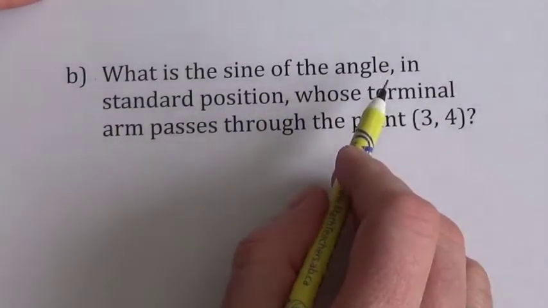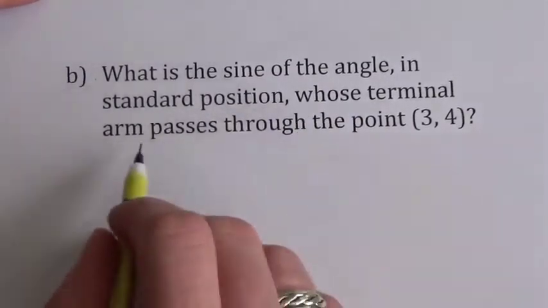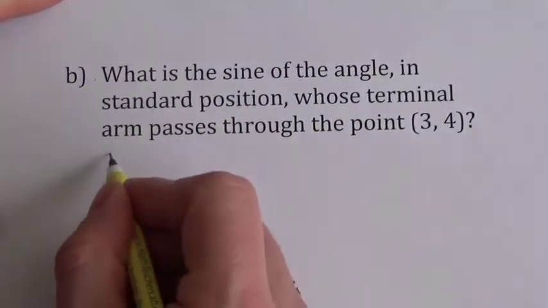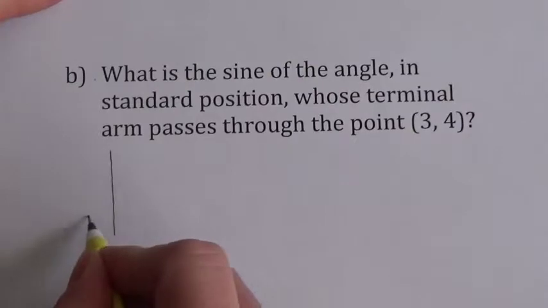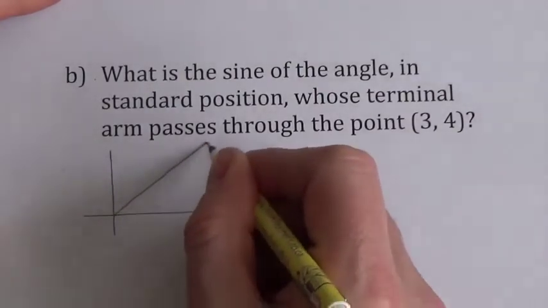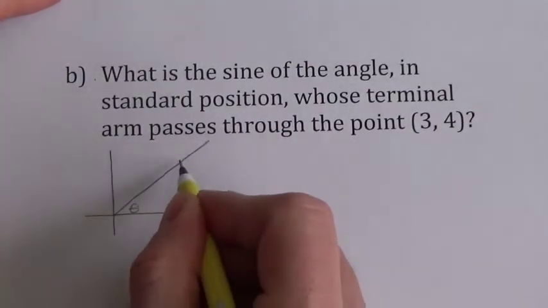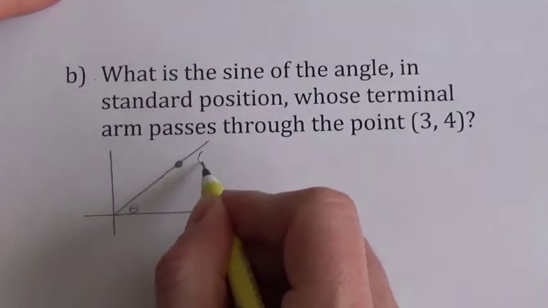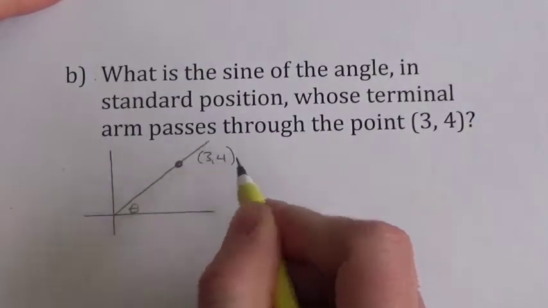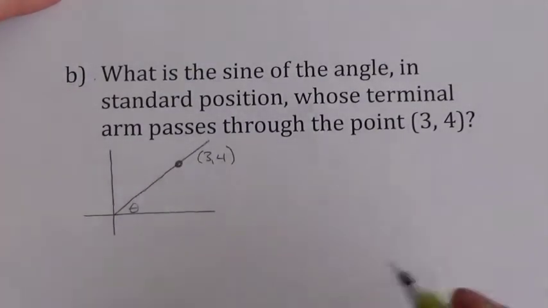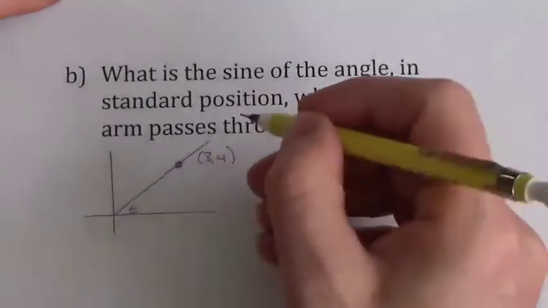What is the sine of an angle in standard position whose terminal arm passes through the point (3, 4)? So I draw this out. Here's my angle in standard position. There's my theta. And so I pick my point right here, and it's going through the point (3, 4). Now, how do I figure out the sine of that angle?